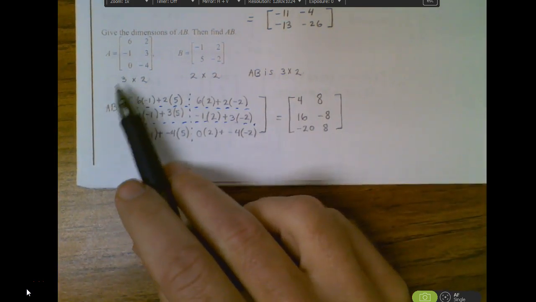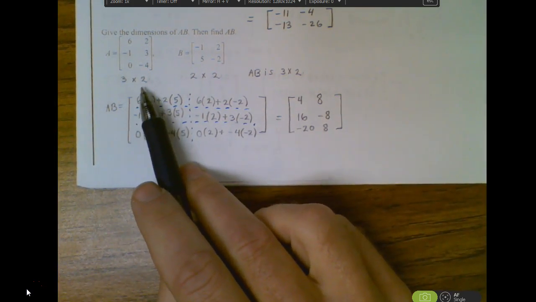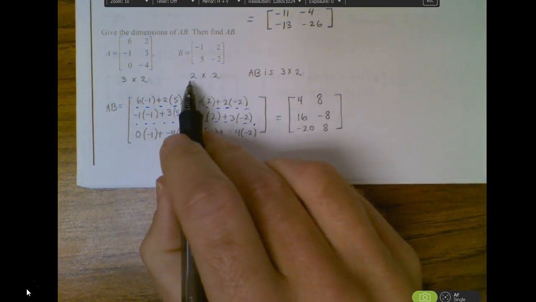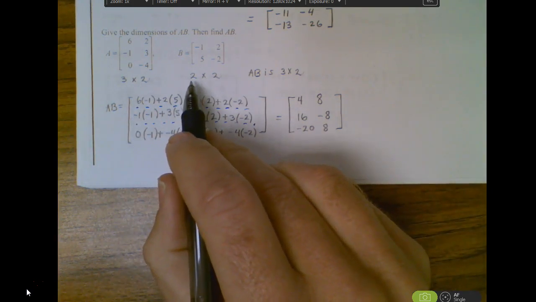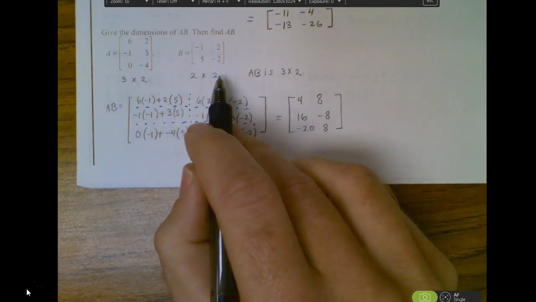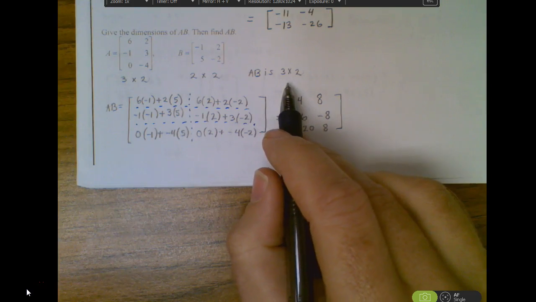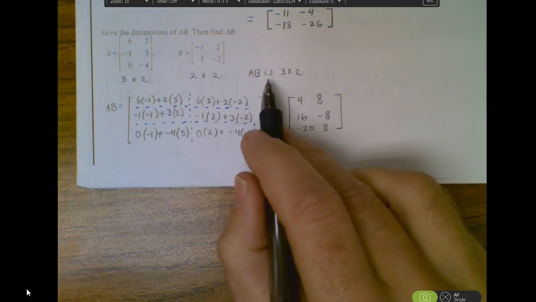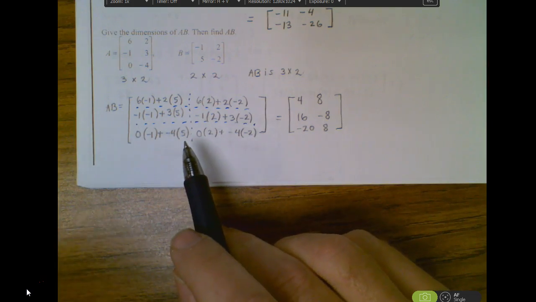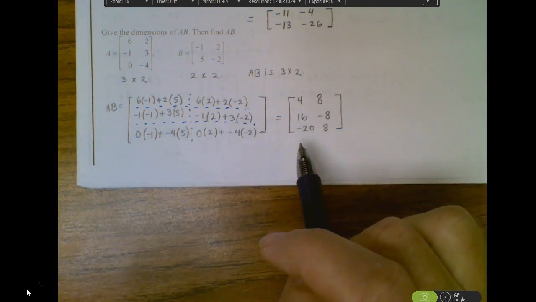So now if you look at this one, I have a 3 by 2 times a 2 by 2, and again you can see that the interior numbers match, which means yes, I'm allowed to do this. So the exterior numbers, 3 by 2, is what my answer will look like when I multiply AB together. I laid out all the work for this one as well, so you can see where all these answers are coming from.